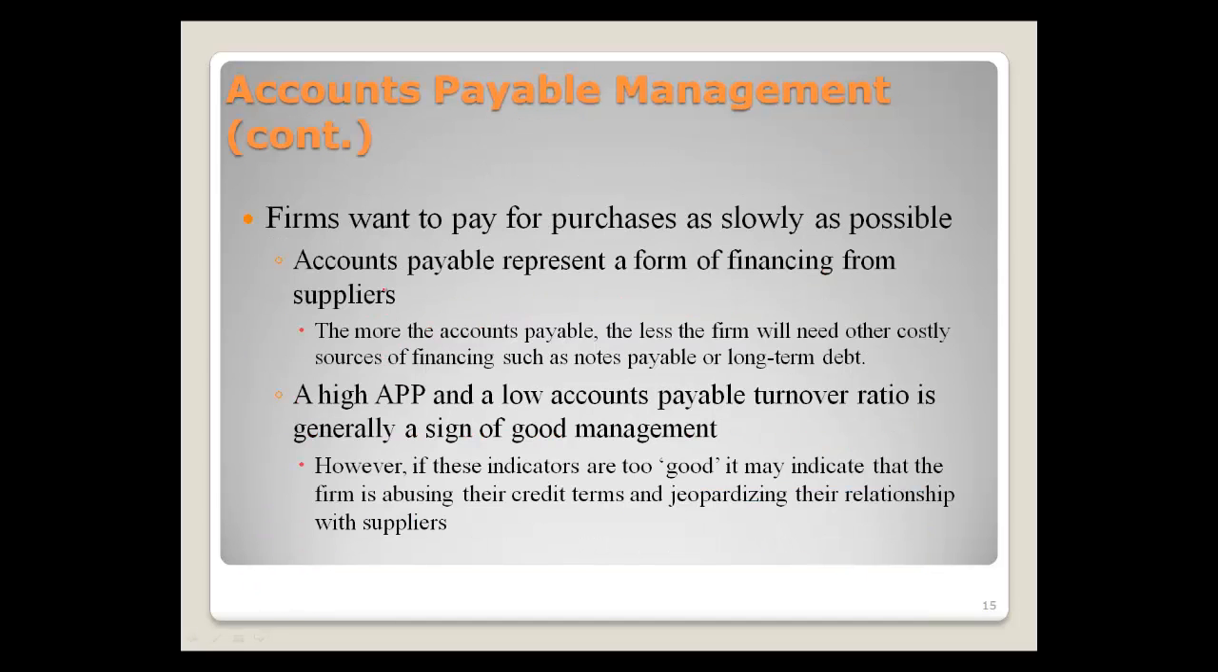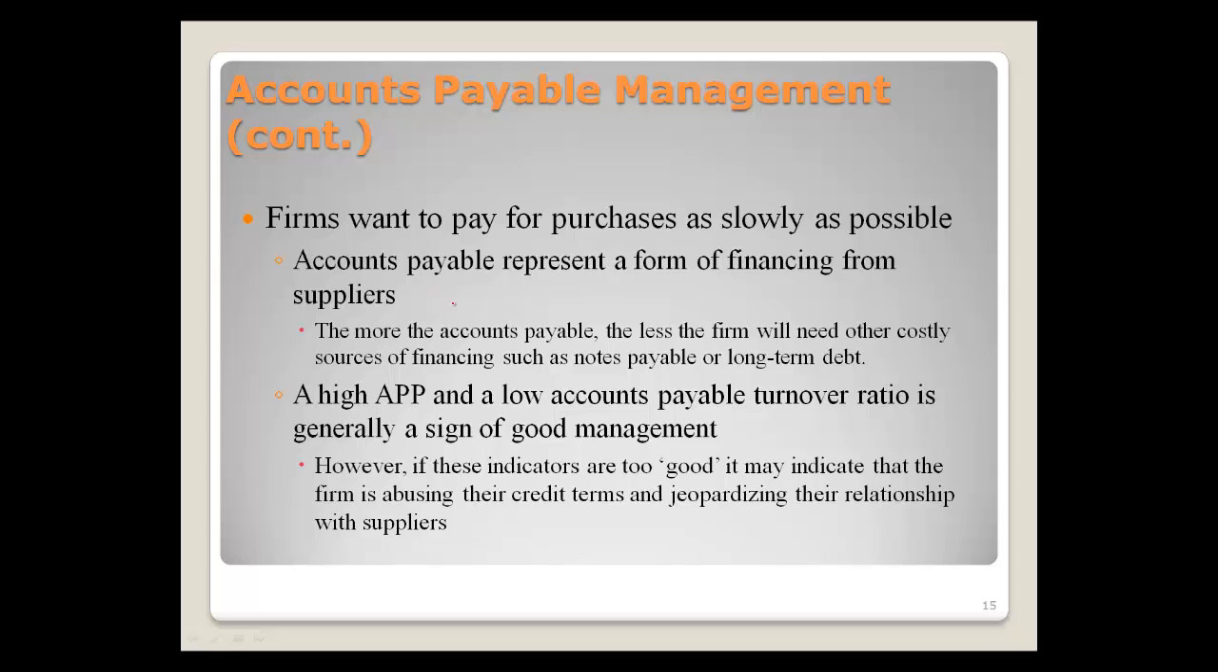Speaking of the meaning of the account payable ratios, firms want to pay for purchases as slowly as possible. This is different from account receivable. You want to get money back from your customers as fast as possible, but when it comes to you paying, you want to pay as slowly, as late as possible. Account payable represents a form of financing from suppliers, and the longer you make them wait, the better it is for you.